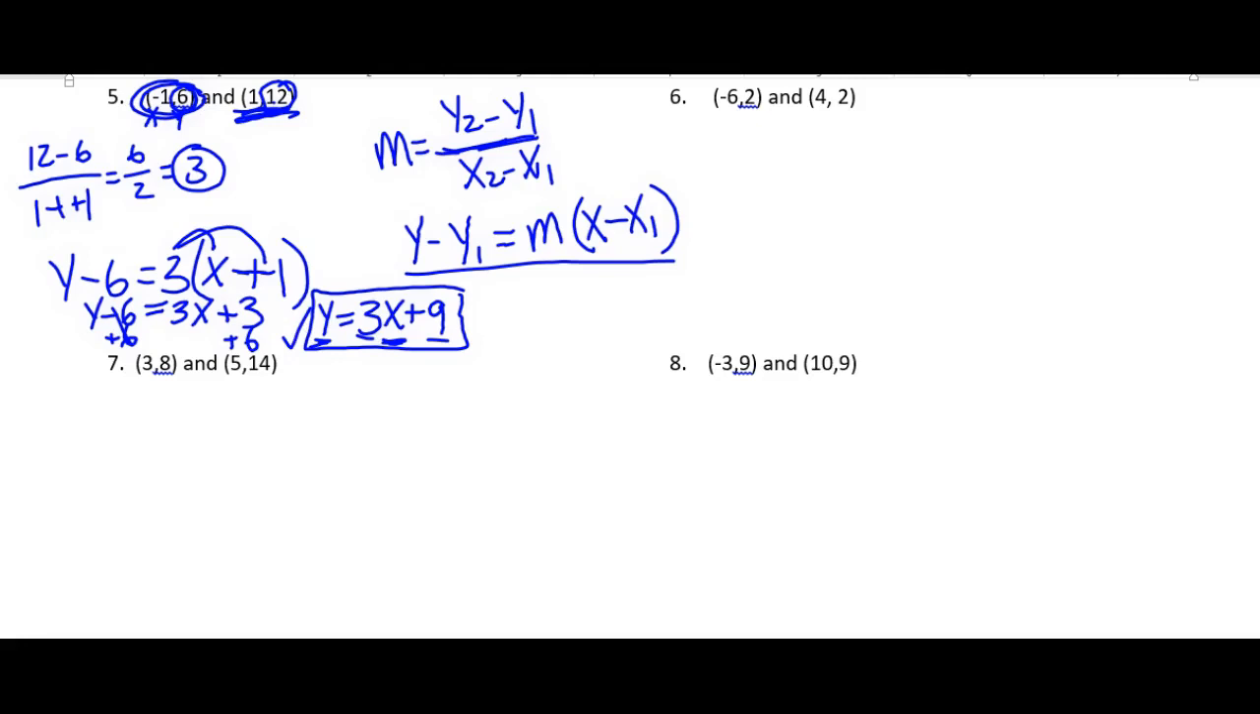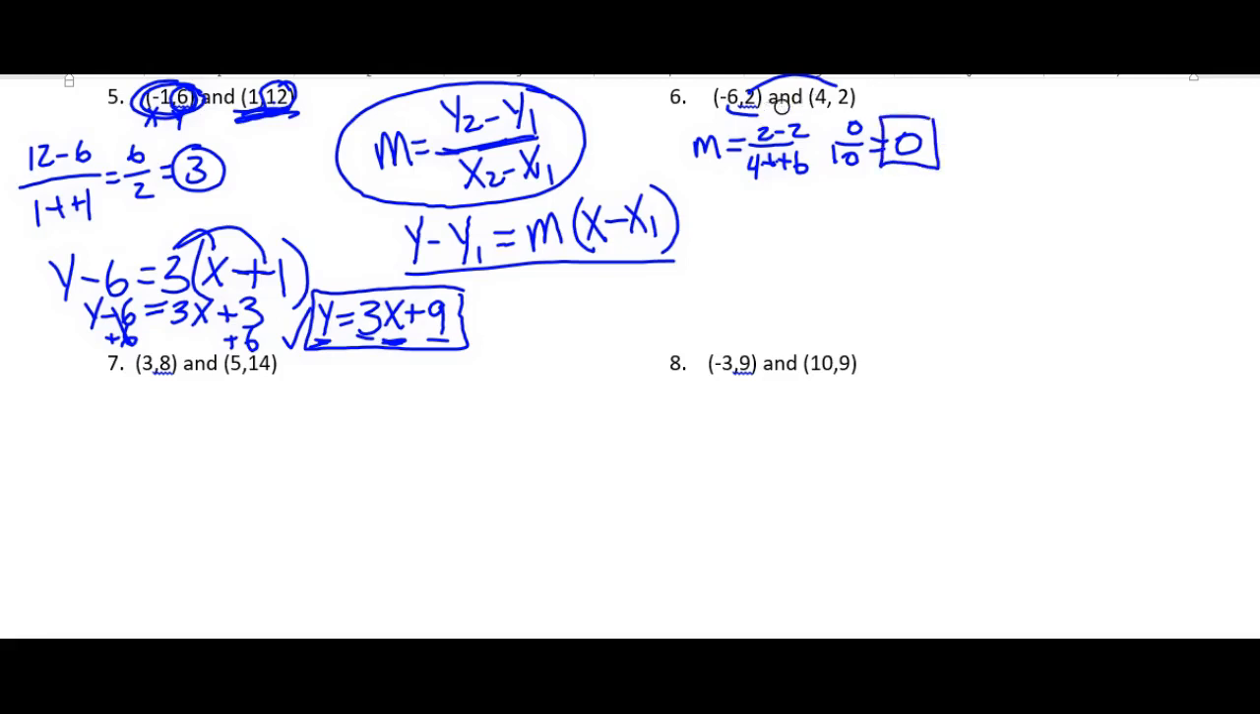Number 6. Finding the slope first. Start with our slope formula, which is the change in y over change in x. We have 2 minus 2 over 4 minus negative 6. Change there to 0 over 10, which is 0. Now, a lot of times y'all want to stop the whole problem here because you got a weird 0, but it's a normal problem with a normal equation. We can continue just like we did over here on number 5. Now that I have the m, I'm going to use one of my points. Doesn't matter which one. I'll take 4, 2.